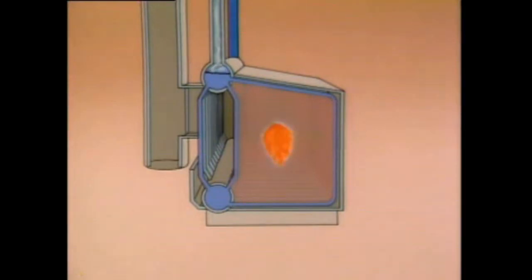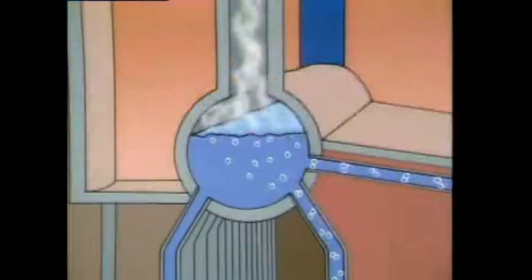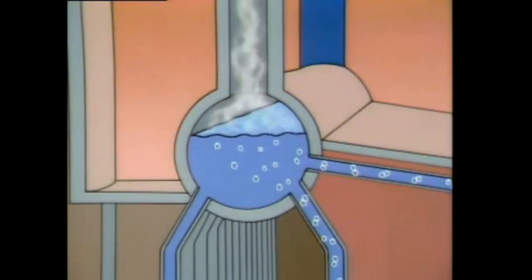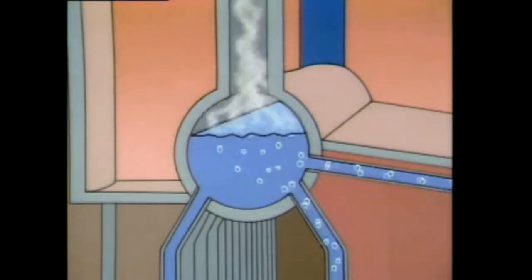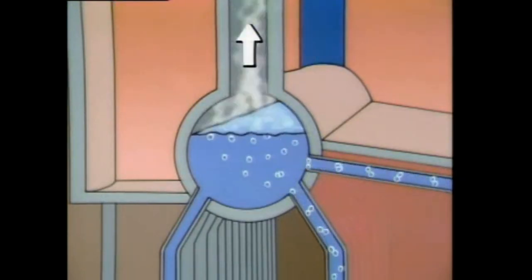From the lower drum, the water is distributed to the water tubes surrounding the combustion area. As the water in the tubes is heated, a steam-water mixture is produced. The steam-water mixture enters the upper drum. The steam is separated from the water and routed through the steam outlet and into the plant.